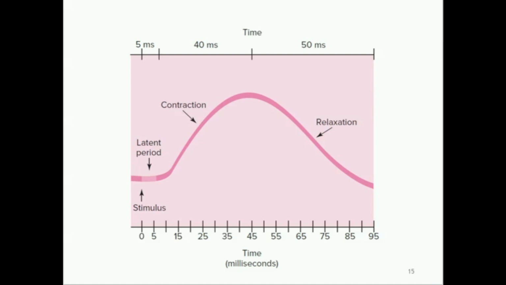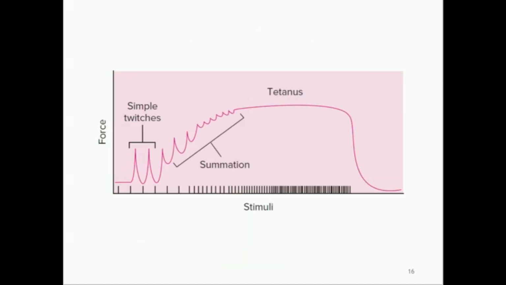So a little latent period where there's a delay, a contraction phase, and a relaxation phase. Okay. This is something that's showing something called wave summation, or just summation, and tetanus. So here's what happens. Let's say I have just simple electrical stimuli, all right? Just these two right here. Okay, I'm going to get some force, okay, then I relax.